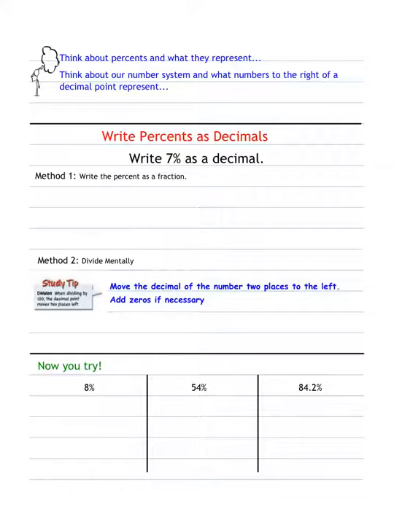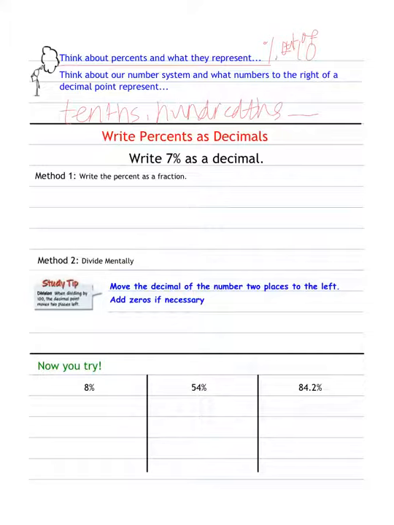All right, so if we think about percents and what they represent, I know that percent is out of 100. And if we think about our number system and what the numbers to the right of a decimal represent, we have tenths, hundredths, and so forth. Okay, there's a few different ways that we can convert between a percent and a decimal.